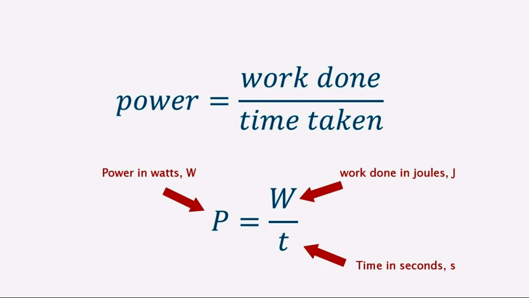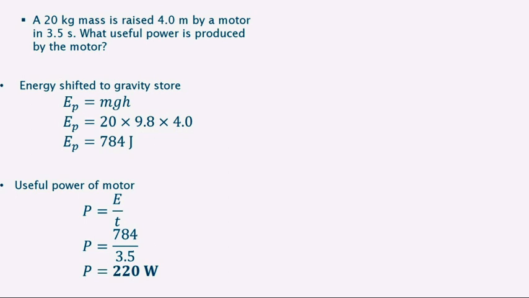So let's have a look at using that equation. This is an example problem pair, so I'm going to show you an example, and then I'm going to give you a problem which is similar to it, a similar format. This is a really good way of introducing calculations to children. So we've got a 20 kilogram mass raised 4 meters by a motor in 3.5 seconds. And the question is, what useful power is produced by the motor?